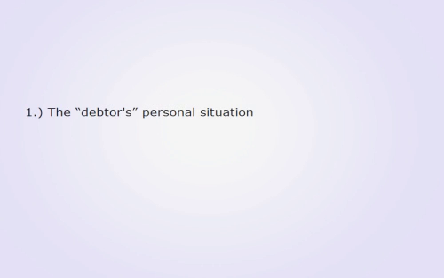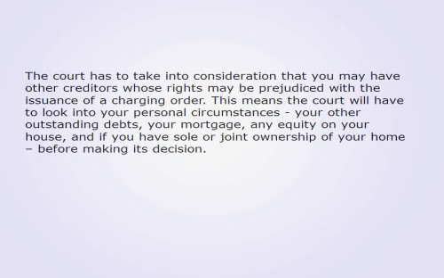1. The debtor's personal situation. The court has to take into consideration that you may have other creditors whose rights may be prejudiced with the issuance of a charging order. This means the court will have to look into your personal circumstances, your other outstanding debts, your mortgage, any equity on your house, and if you have sole or joint ownership of your home before making its decision.